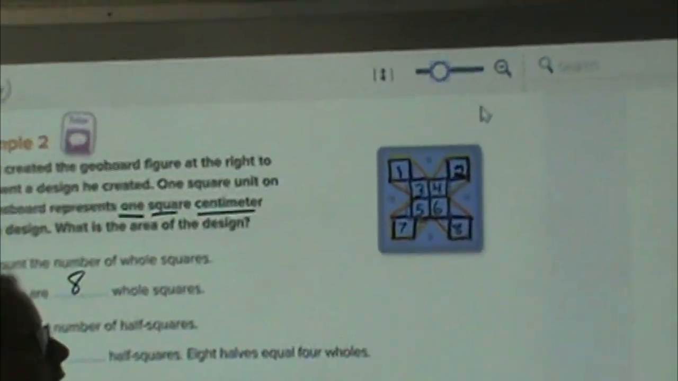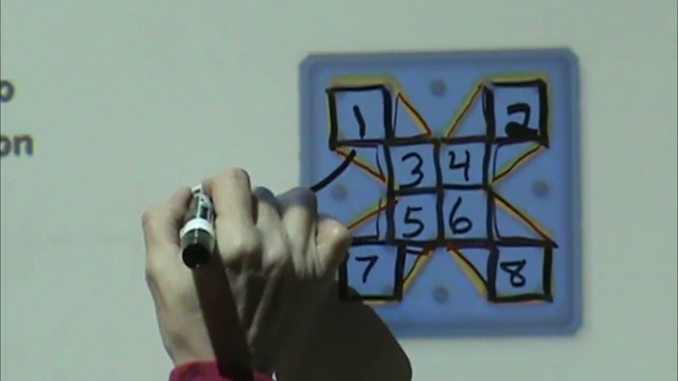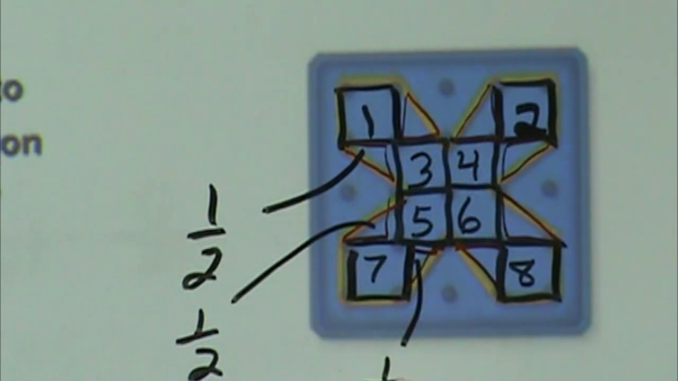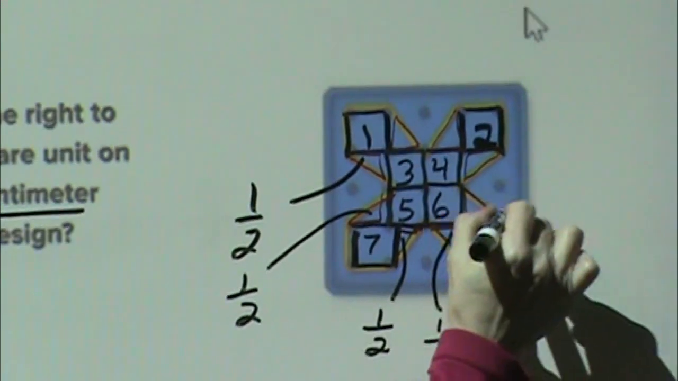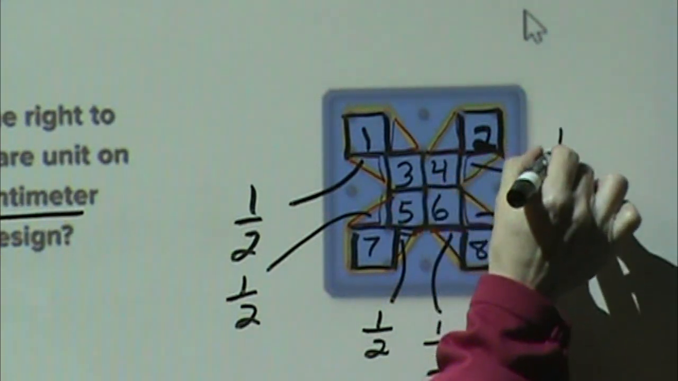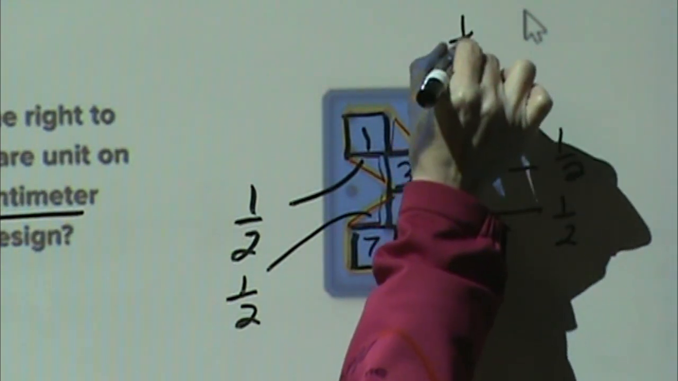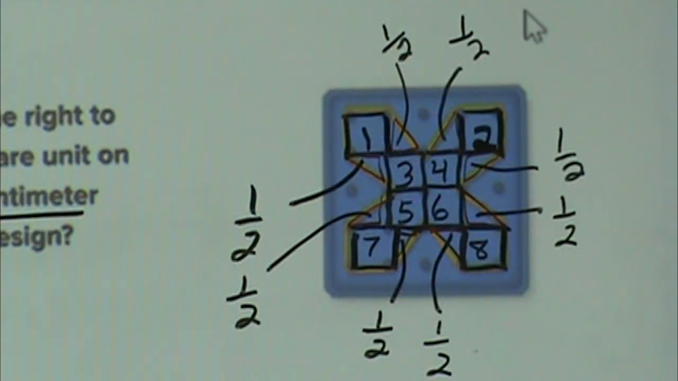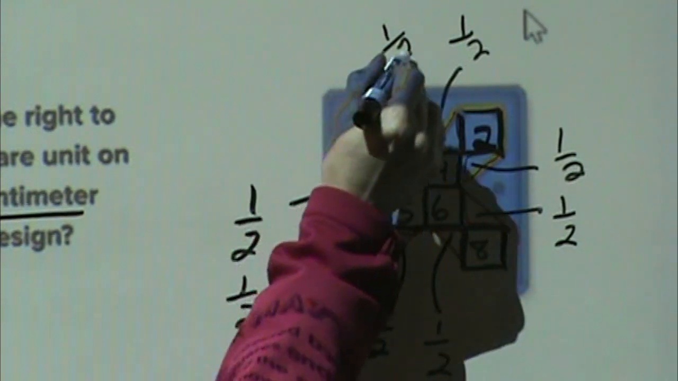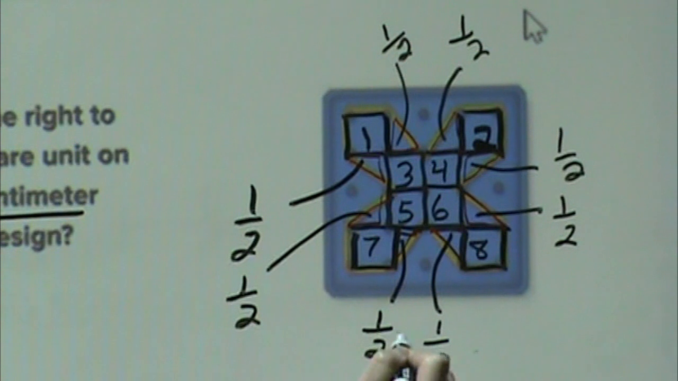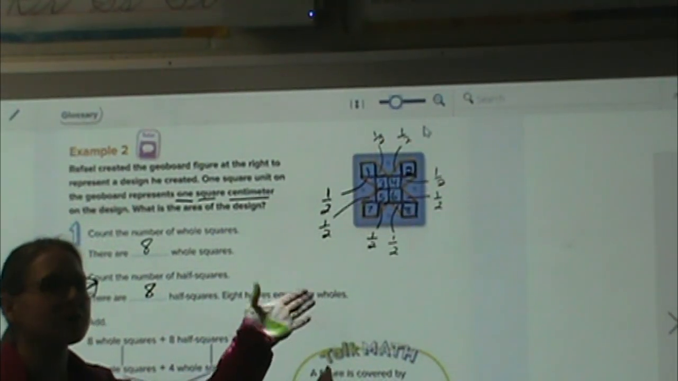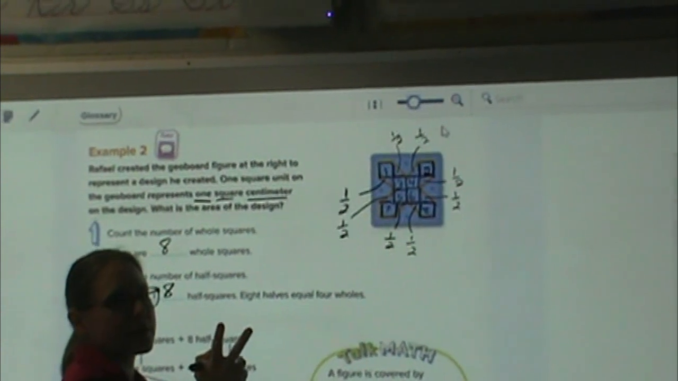Count the number of half squares. I'm going to go ahead and write my half squares. I like to pull my half squares out just because I think it's easier to see. So I'm just drawing a line from the half squares and writing half each time. Now I can easily count how many half squares I have. 1, 2, 3, 4, 5, 6, 7, 8. There are 8 half squares.